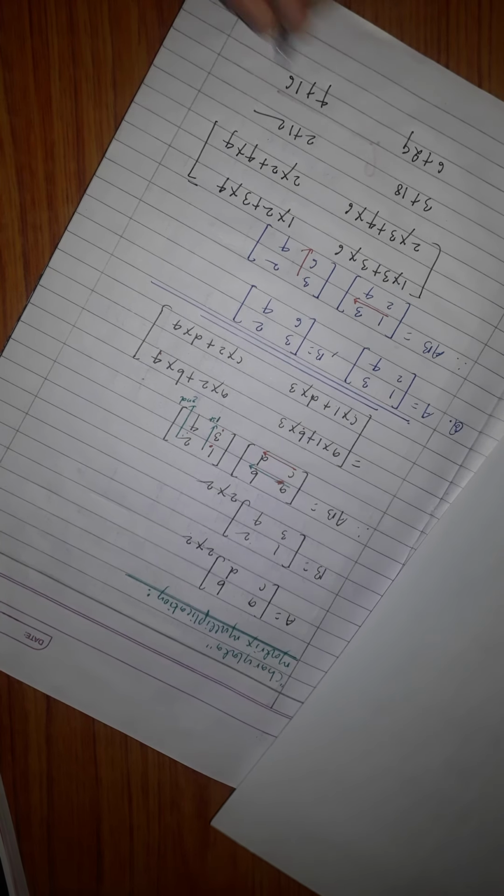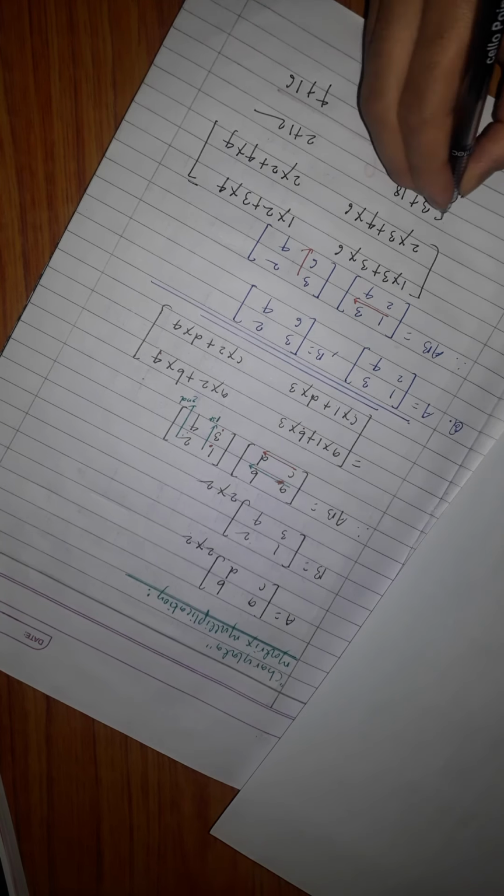Now add them, so it will be 18, 20, and 30, it will be 14 and it will be 20. So this will be the A multiplied by B.